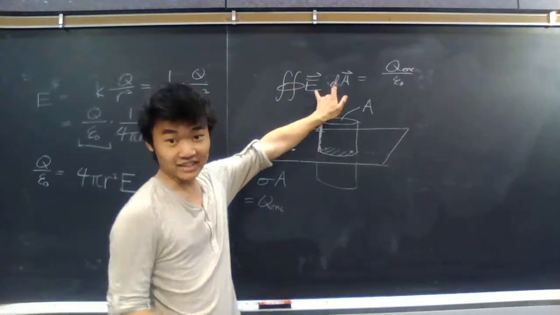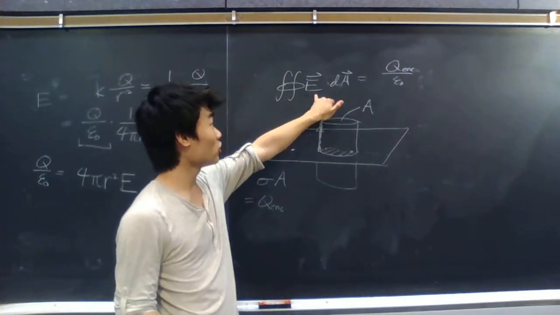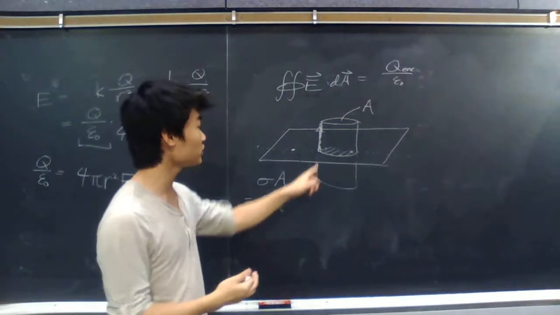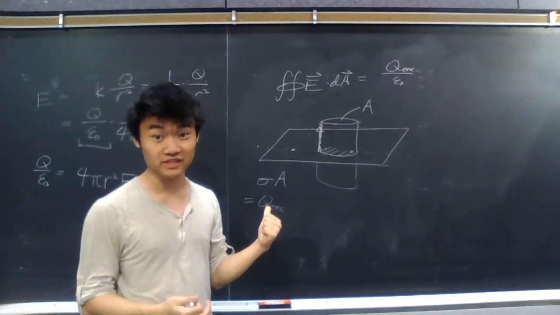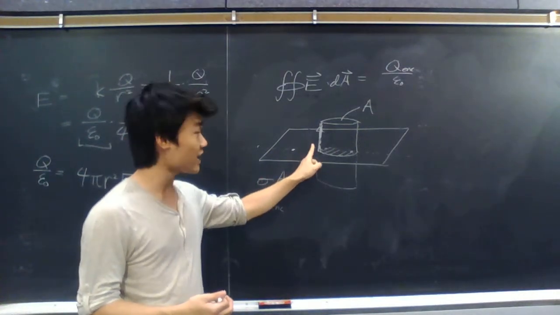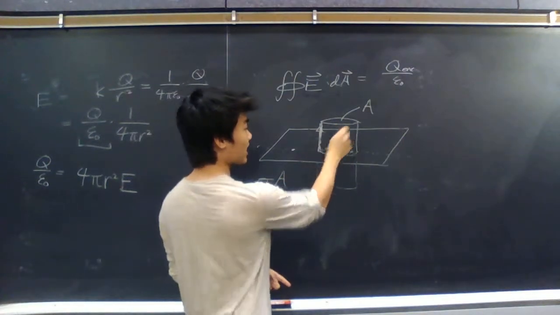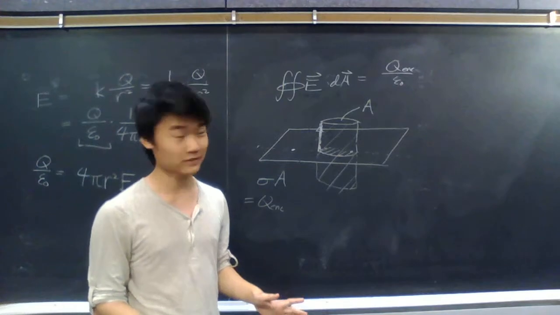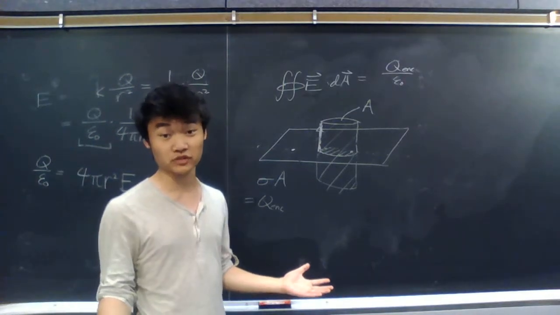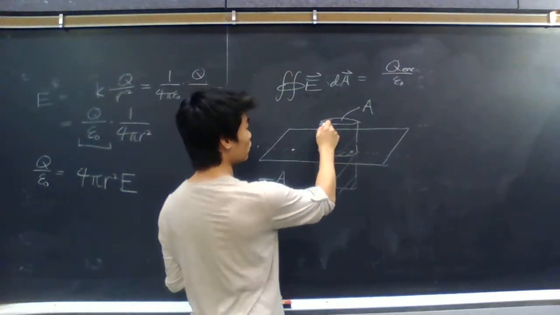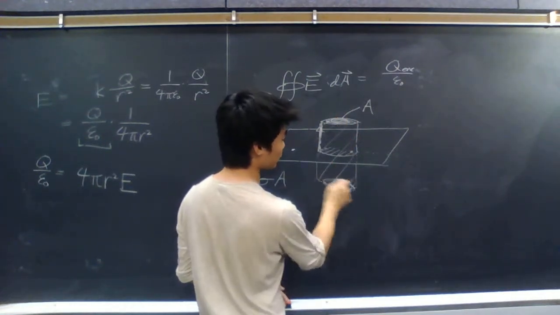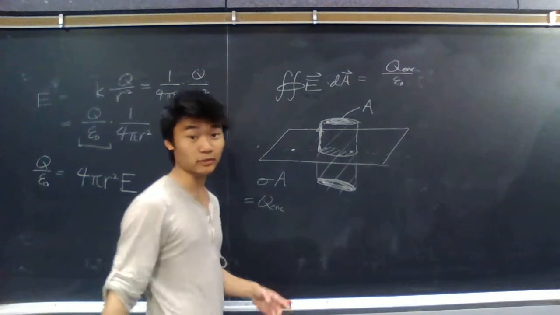But wait a second. When we take a surface integral, we're only concerned with the component of the electric field that's perpendicular to our surface. And we've just shown that everywhere on this side face of our cylinder, the electric field is only parallel to it. So we can ignore that portion of the electric field completely. And we only have to care about the electric field up here and down here on the bottom face too. Can't forget about the bottom face.